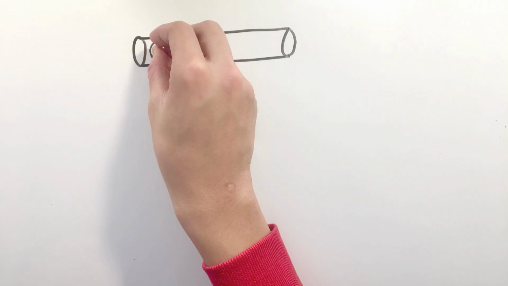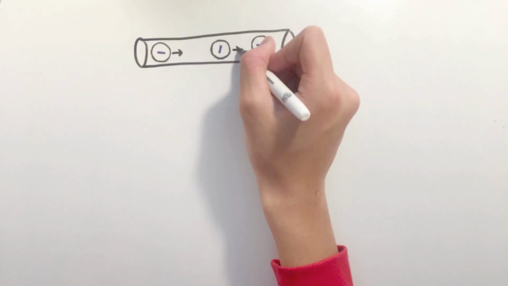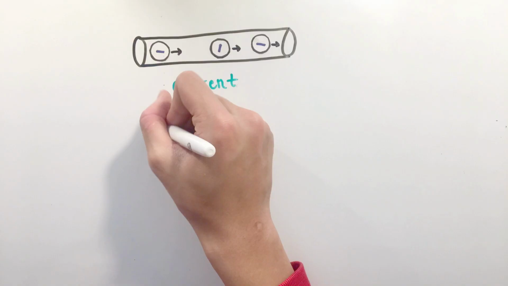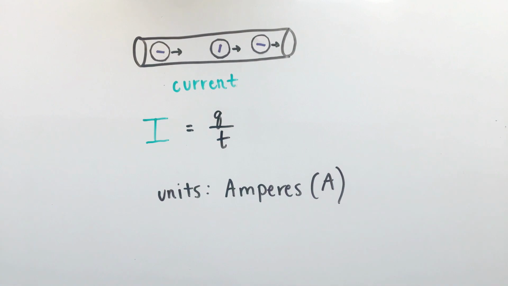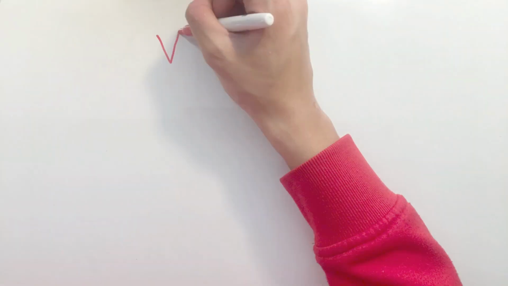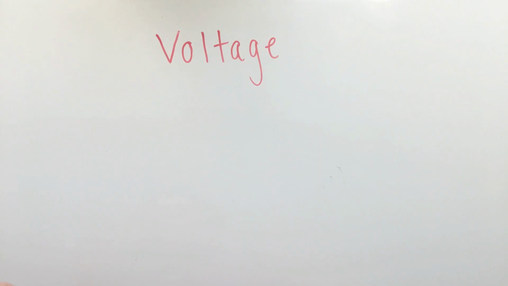As we've learned before, charges in conductors can flow and move freely, and this movement of charges in circuits is known as current. The definition for current is the rate of change of charge per time, or charge divided by time, and it's measured in amperes. But what causes the charges in these wires and other circuit components to move in the first place?